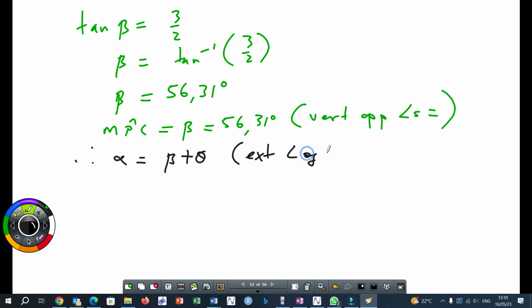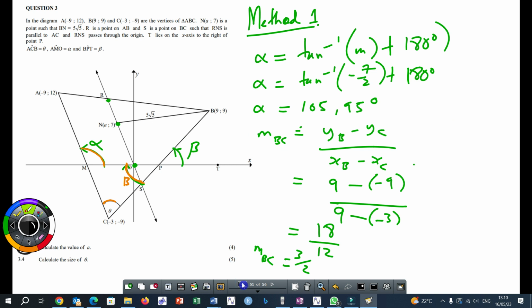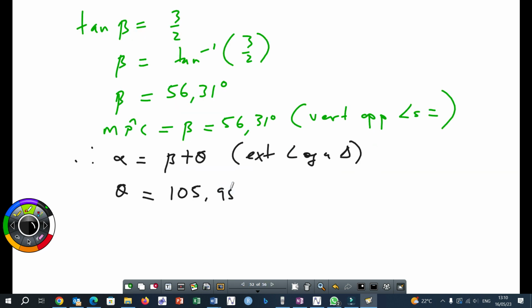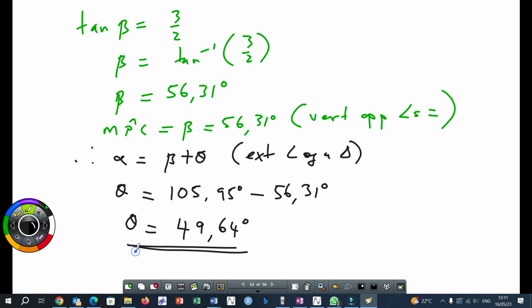Then I'll write the exterior angle of the triangle. So if I want theta, it's going to be alpha minus beta. Now we have 105.95 minus 56.31 degrees. If you do the subtraction, you get 49.64. So we have calculated the value of theta using method 1.